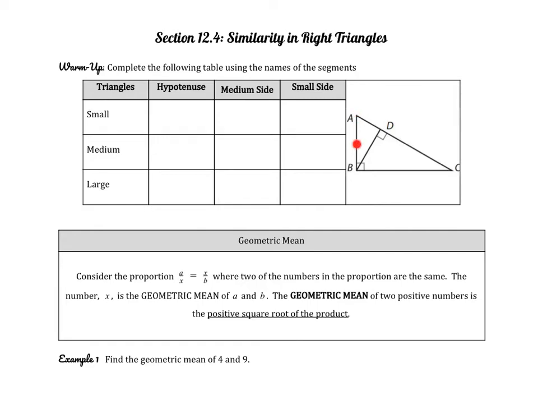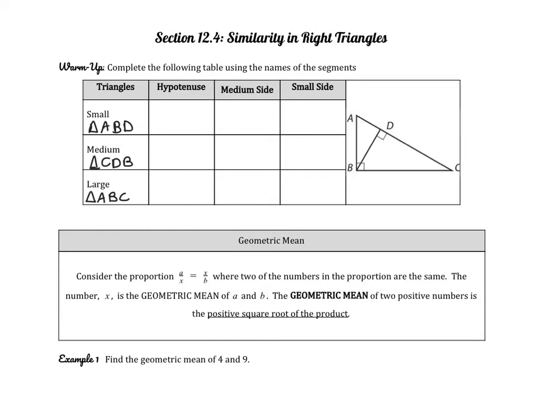So you can see here that within this figure, there are actually three different right triangles. So there's triangle ABC, which would be our large triangle. Our medium triangle would be triangle CDB. And then this is also a right triangle because if this is 90, so is this. So our small triangle would be triangle ABD.